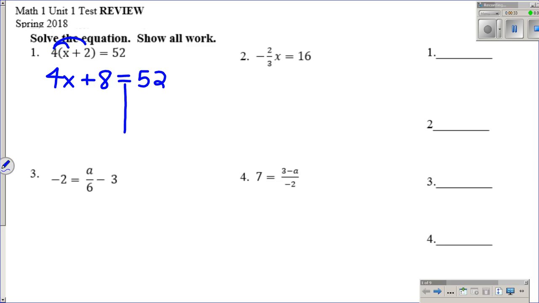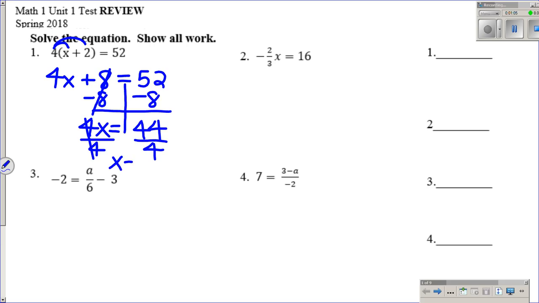Now we have our variable on the left, so we need to move our constants over to the right, so we're going to subtract 8 on both sides. 8 minus 8 equals 0, so that simplifies to just 4x equals, and 52 minus 8 simplifies to 44. Our last step, this is 4 times x, so we're going to use the inverse operation and divide both sides by positive 4. 4 divided by 4 is 1x, so we can simplify that to just x equals, and 44 divided by 4 is positive 11. So our final answer for number 1 is x equals 11.